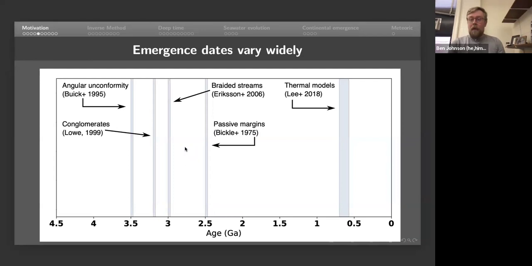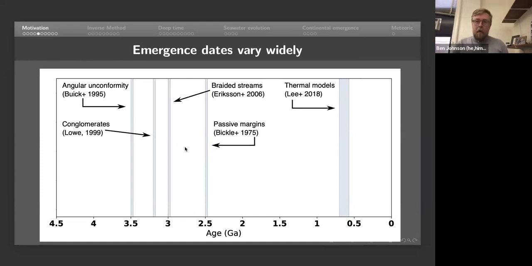However, we don't really have a great understanding, or there at least are a number of estimates that vary widely, on when significant crustal area emerged above sea level. I'm showing here a time scale from 4.5 billion years ago to today, with some published estimates of when continental crust first became emerged above sea level. There's work by Roger Buick and Don Lowe looking at outcrop-scale things, angular unconformities, the presence of conglomerates, braided streams, extensive passive margin deposits by 2.5 billion years ago.